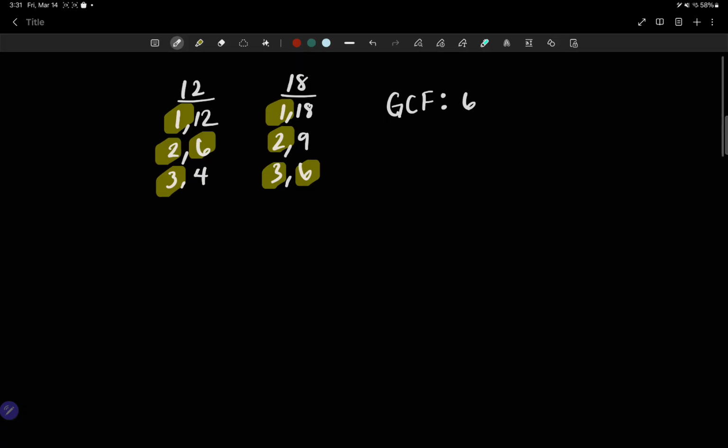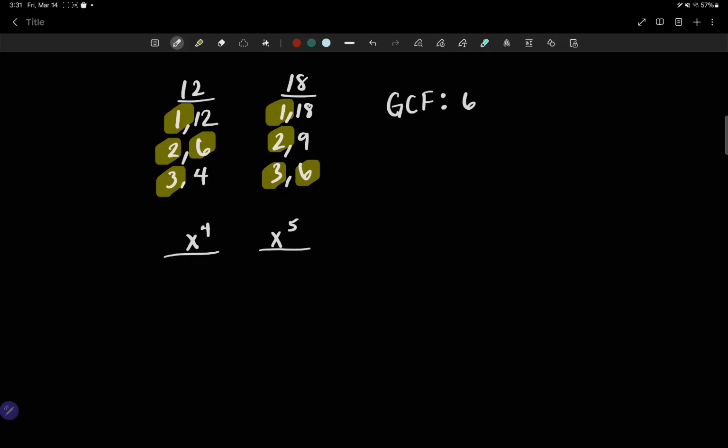Now, we can also extend this idea to variables. So let's take a look at something like x to the 4th and maybe x to the 5th power. Now, just a reminder, x to the 4th, that's just 4 multiplications of x. x to the 5th, that's 5 multiplications of x.